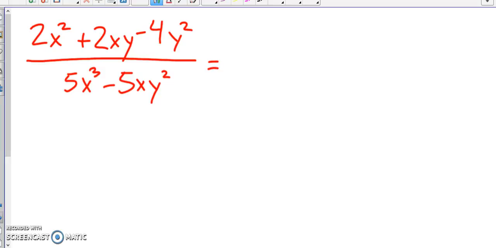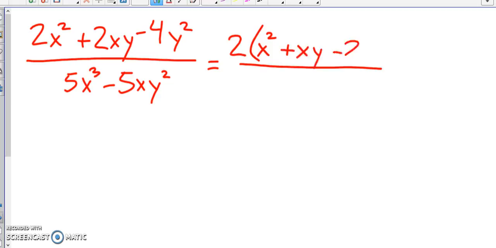Factoring is the key. So first, I'm going to pull a common factor from each one of these. In the numerator, I can take out a 2. That'll be x squared plus xy minus 2y squared. In the denominator, I can take out a 5x, and then that'll be x squared minus y squared.